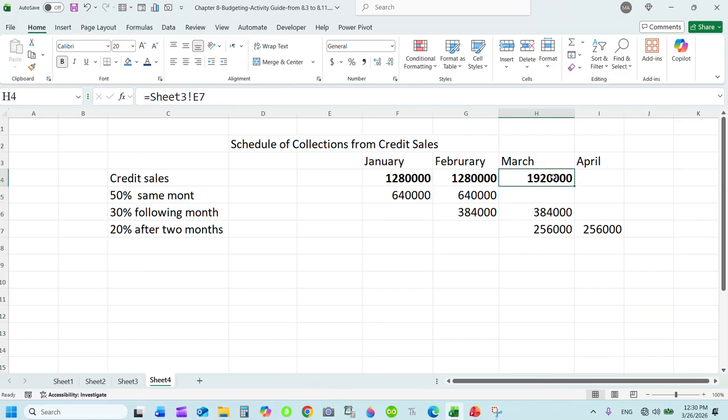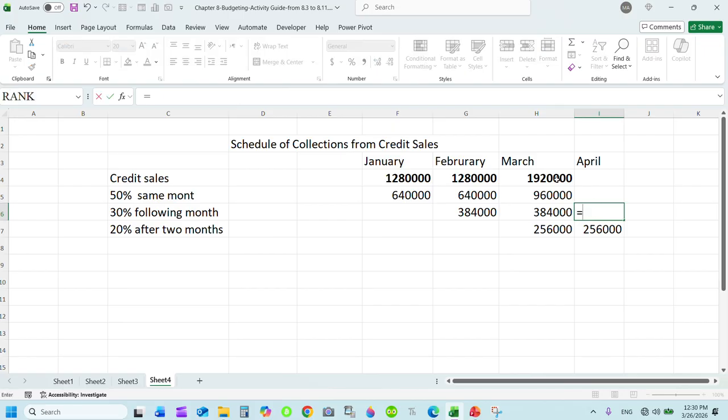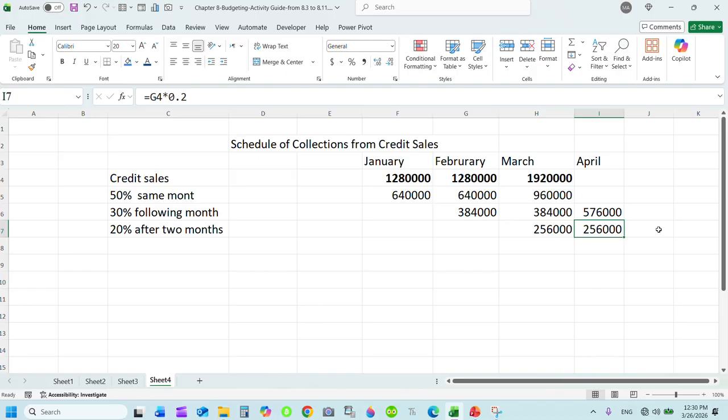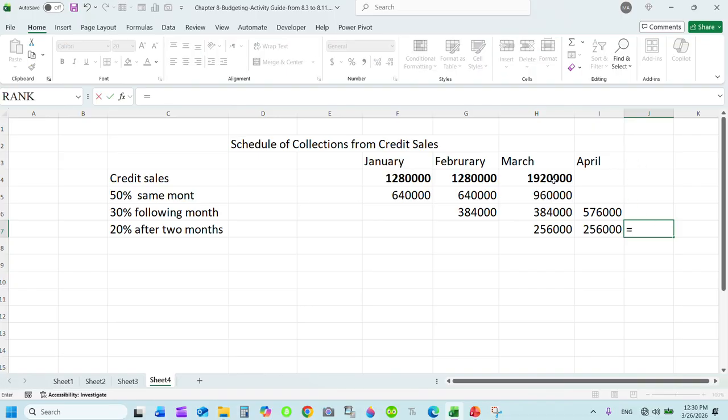Okay. Then as far as this March sales are concerned, 50% will be collected same month, times 0.5. Balance 30%, right? 30% will be collected in April, times 0.3, and balance 20% will be collected somewhere here, May, the month of May.